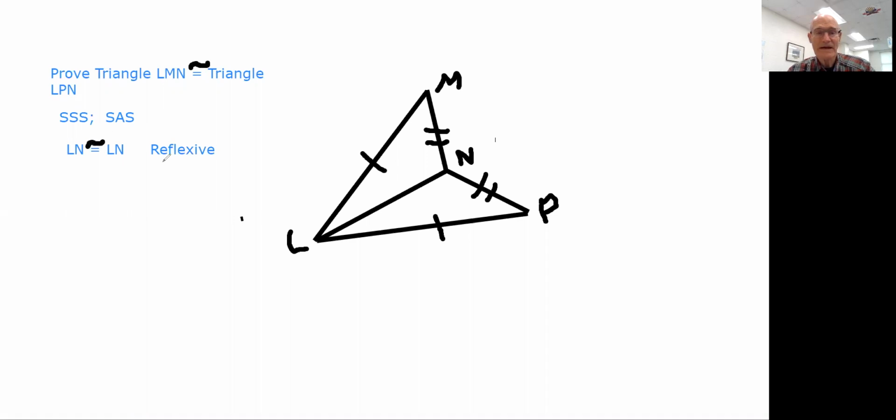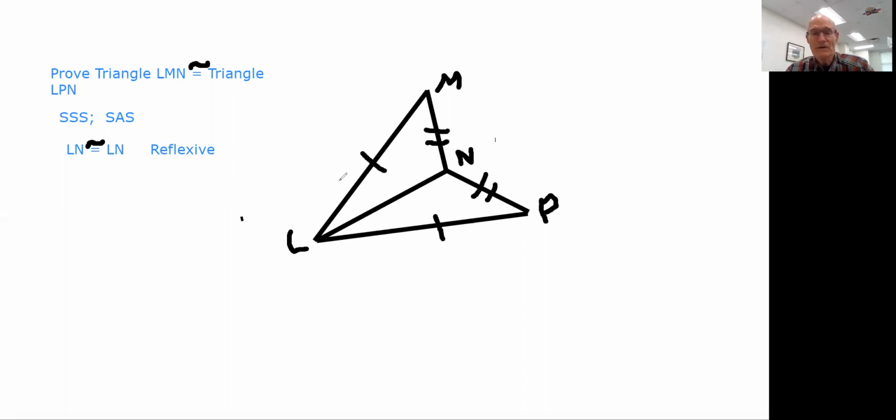When I have this completed, my given information is this pair of sides congruent and this pair of sides congruent, and my statement is that LN is congruent to itself. That's the reflexive property. Therefore, I have shown that triangle LMN is congruent to triangle LPN, and the reason is side-side-side.